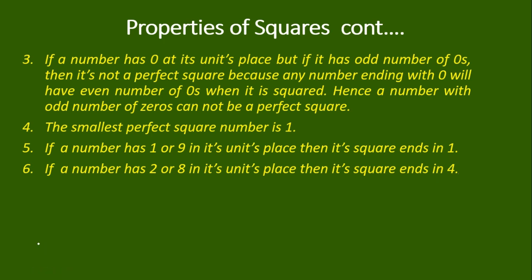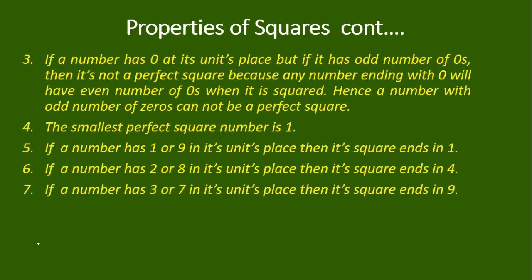Now moving on to property 7. If a number has 3 or 7 in its units place, then the square ends in 9. So I'm considering 3. 3 square is equal to 9. 7 square is equal to 49. 13 square is equal to 169. And 17 square is equal to 289. And so on, you can find other numbers also.